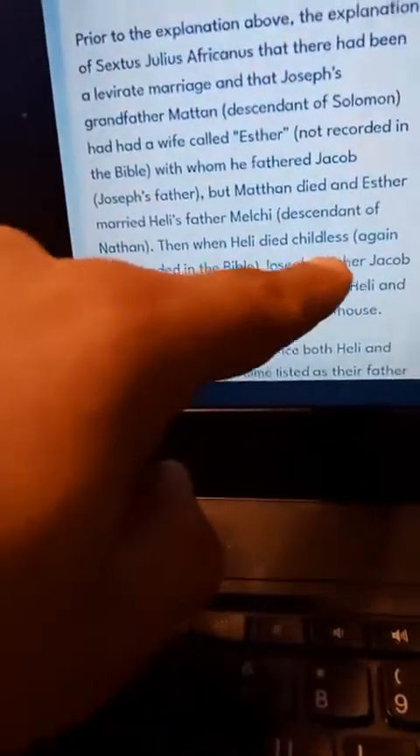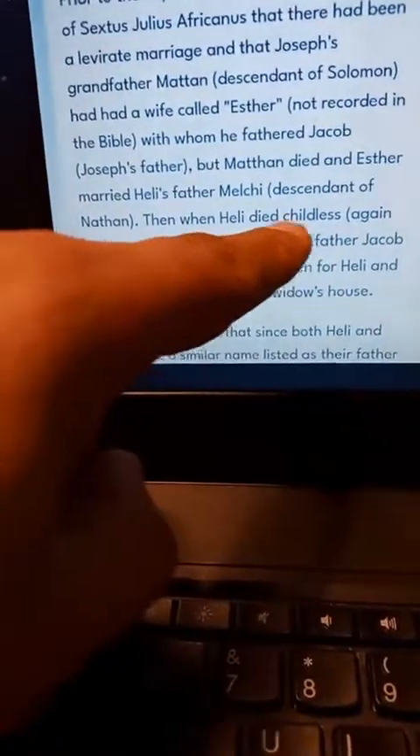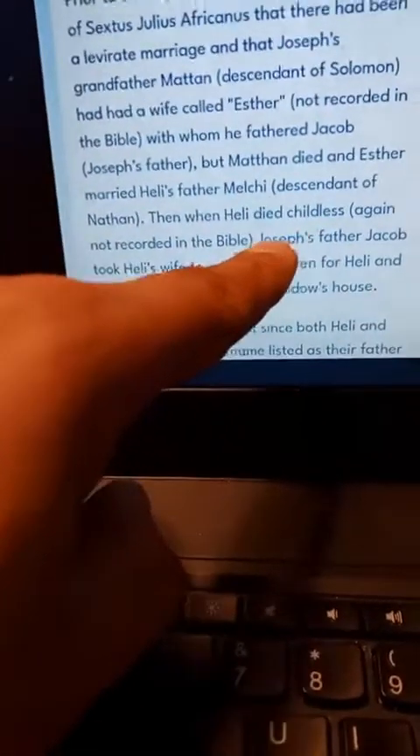So Heli couldn't even be the father of Mary. That can't even be Mary's father, because Heli died childless. That's how you chop that argument up. I hope you guys are understanding what I'm showing y'all today. Two daggers I'm showing y'all today. It can't be talking about Mary's genealogy because Heli died childless, okay? So he didn't even have a child, okay?